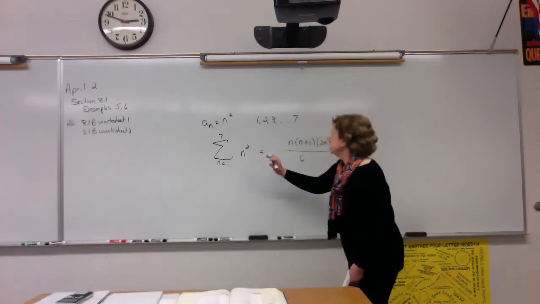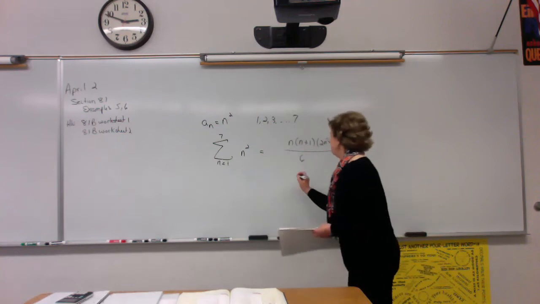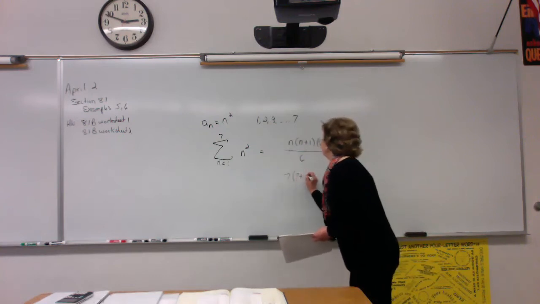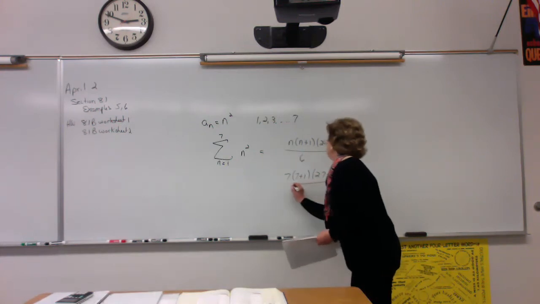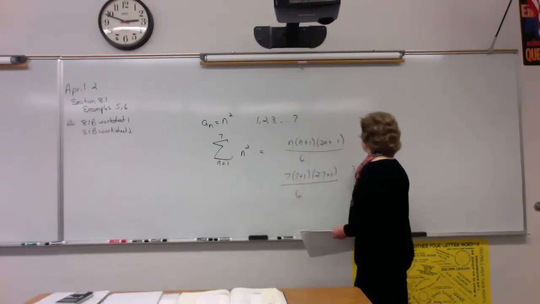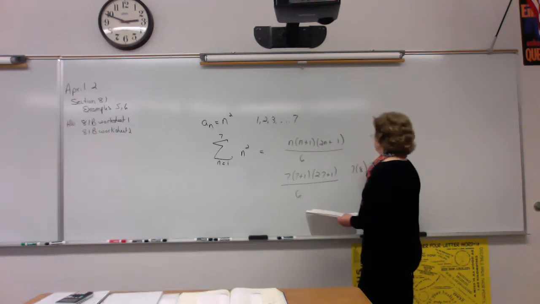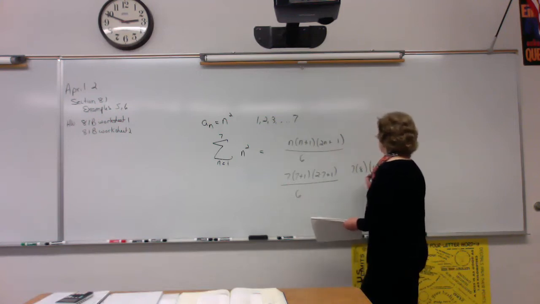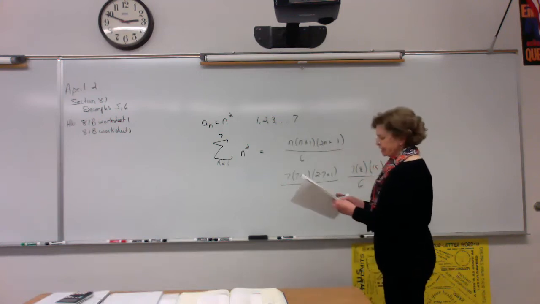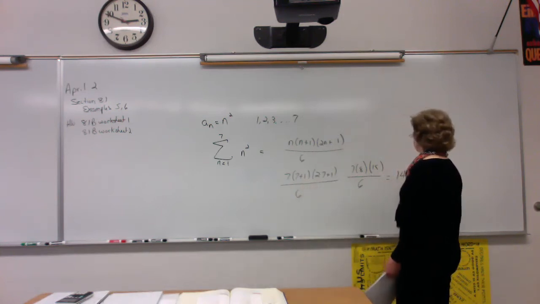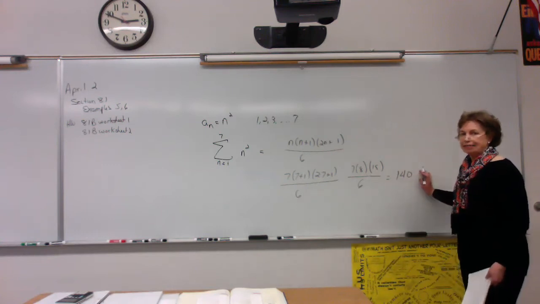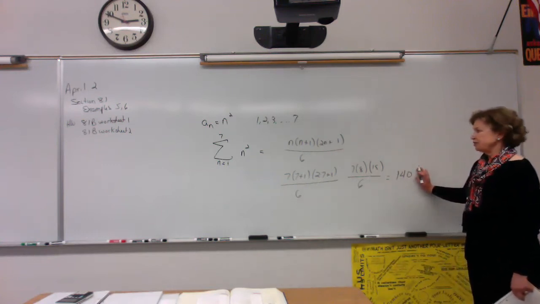So if I'm plugging in, I have 7 times 7 plus 1 times 2 times 7 plus 1, all divided by 6. So I have 7 times 8 times 15 divided by 6. I can make it a little smaller for myself by reducing, but either way, you can see that I'm going to get 140.